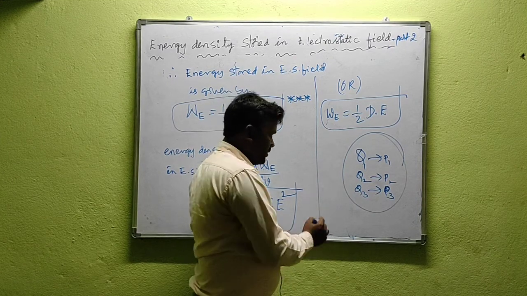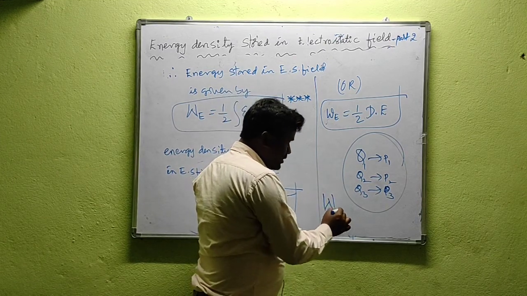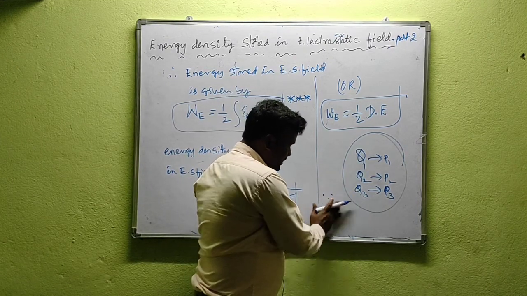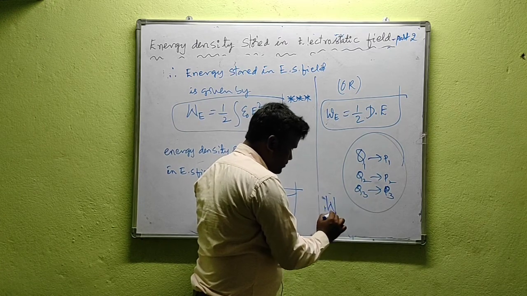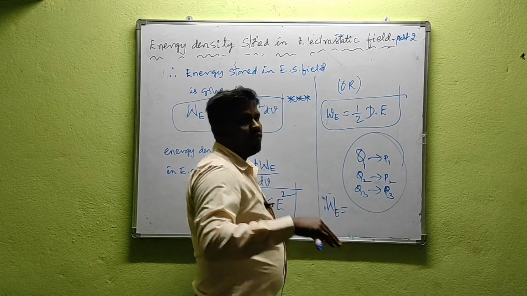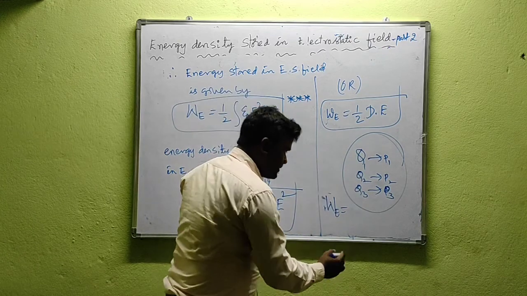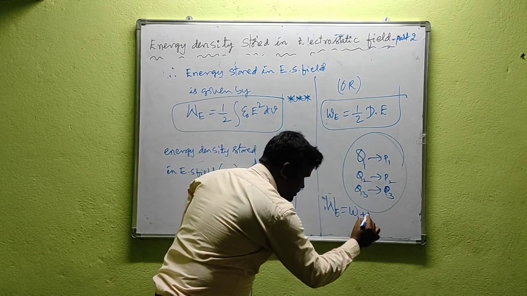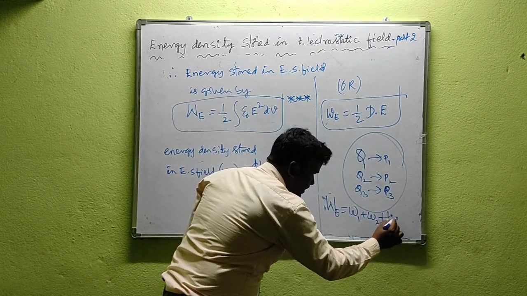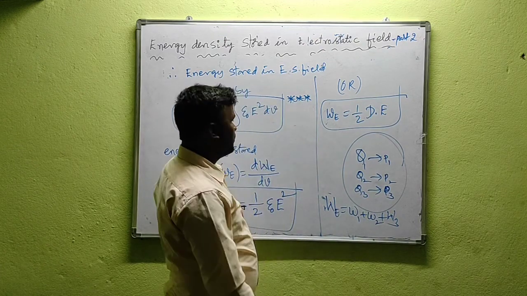Okay, so then total work, energy due to assembly of these. In order to determine the energy due to assembly of these 3-point charges, we need to determine the work required to assemble these 3-point charges. That work is given by what? W1 plus W2 plus W3. Of course, these are capitals.